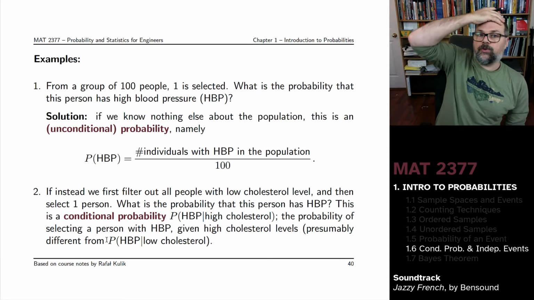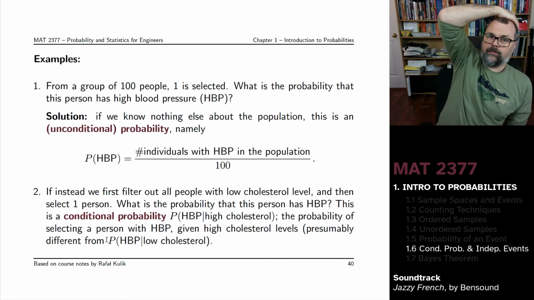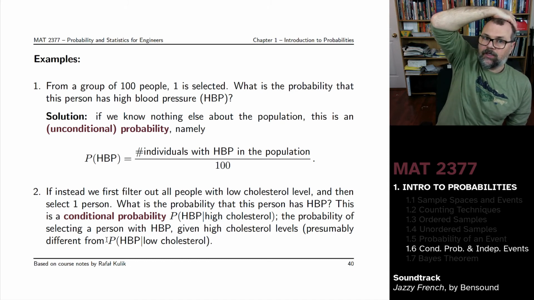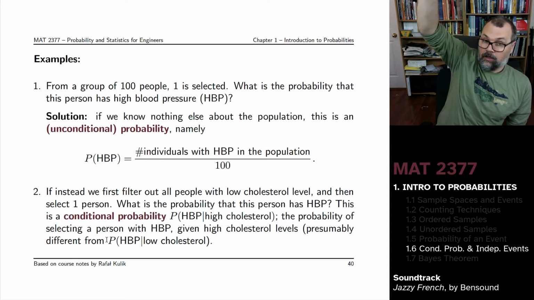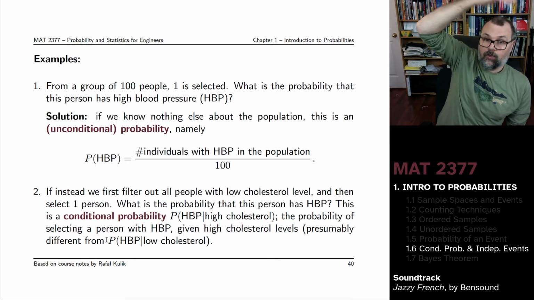Imagine a situation where you have 100 people and you pick one of them at random. What's the probability that this person has high blood pressure? If you know nothing else about the population, this is an unconditional probability problem. We've looked at it before. It would be the number of individuals with high blood pressure in the population divided by 100. When I say the population, I mean the group here of 100.